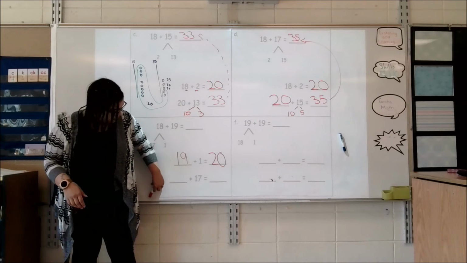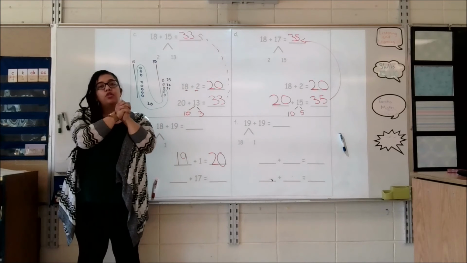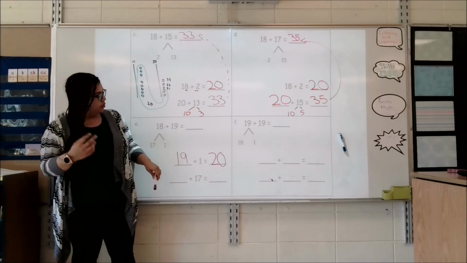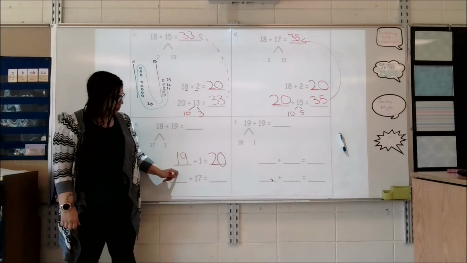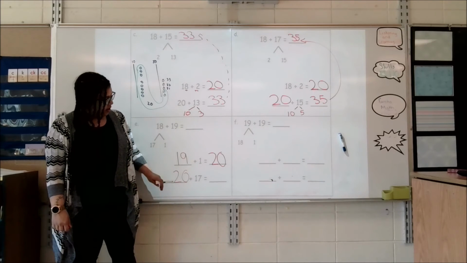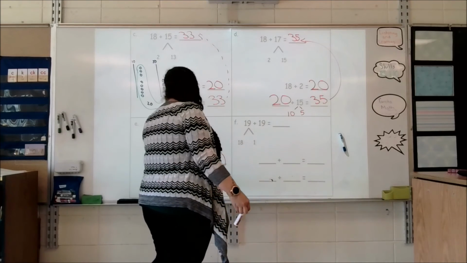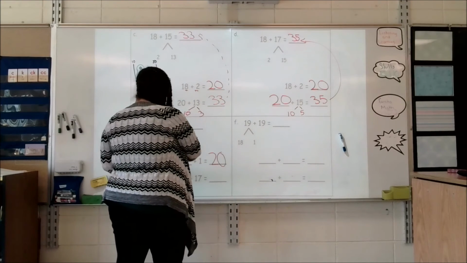19, 20. 2 complete groups of 10. So 20. So this is where I added a 1, and here I'm going to make a 0 that looks like a 0 and not an oversized 6.